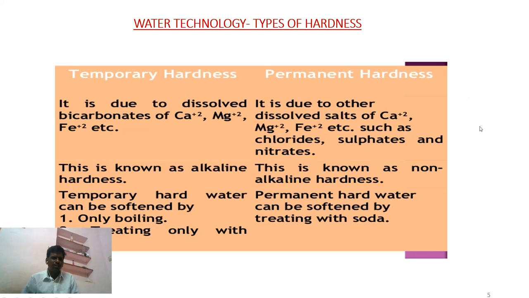So, the differences. Temporary hardness is due to the presence of bicarbonates of calcium and magnesium, and permanent hardness is due to the presence of chlorides and sulfates of calcium and magnesium. Sometimes temporary hardness is called alkaline hardness, but permanent hardness is called non-alkaline hardness. Temporary hardness can be removed by boiling, but permanent hardness cannot be removed by boiling. Instead, treatment with soda is needed.